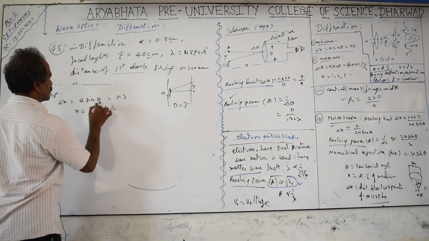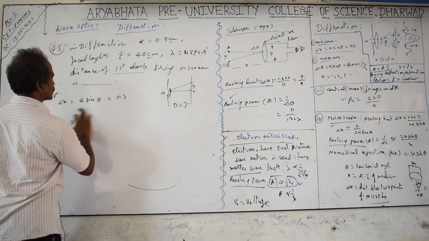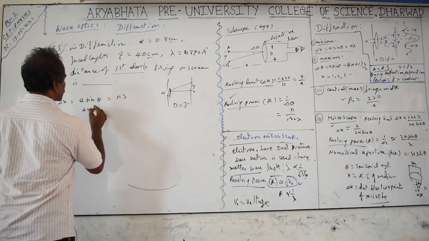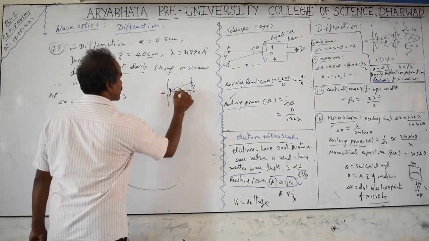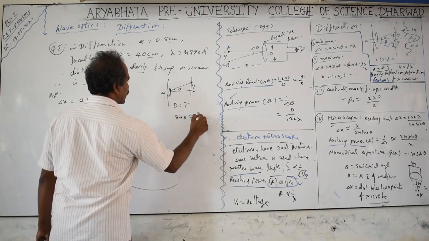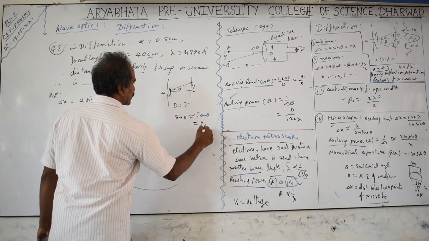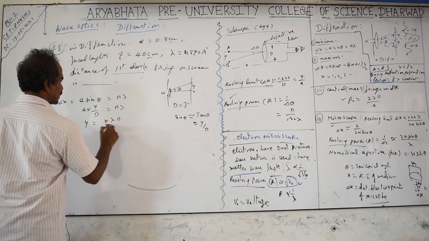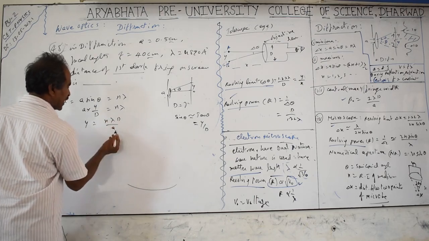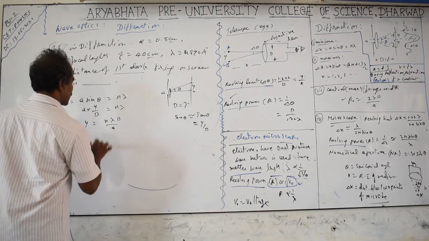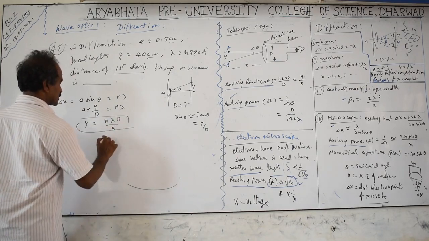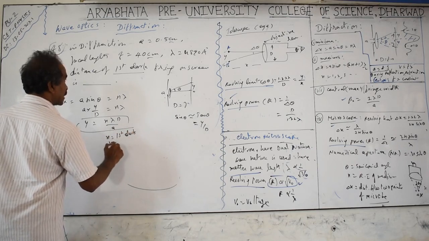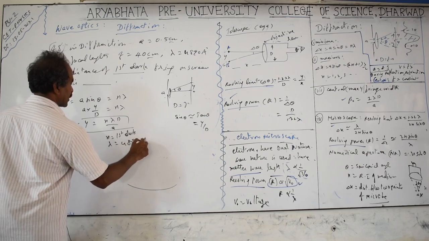They are asked to find y. When theta is very small, sin theta is approximately equal to tan theta, which is y by D. So a y by D is equal to n lambda. We are asked to find y equal to n lambda D by a. In interference we took this as a capital D, here we take it as a small a. n is equal to 1 for the first dark, and lambda is 4890 angstroms.